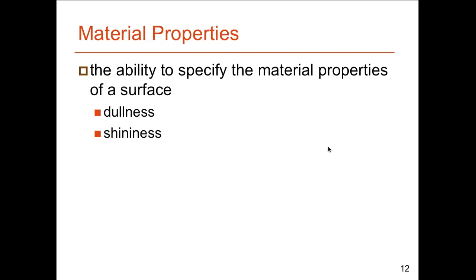And then looking at the concepts of the material properties, that vocabulary, what I'm trying to do is give you an overview of these concepts before we start implementing or looking at them. It's the ability to specify the material properties of the surface, dullness, shininess. What you're basically doing is applying a property to make it flat, to make it shiny.